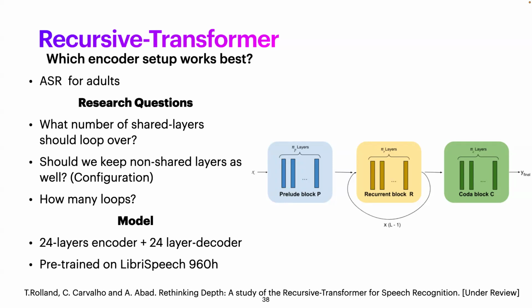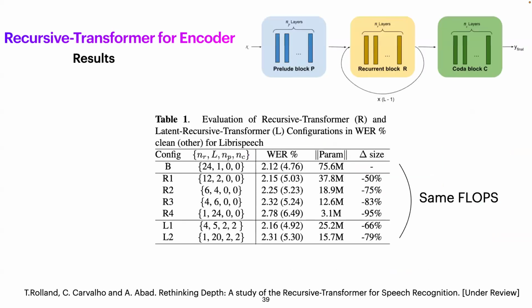Now we decided to go with a slightly bigger model, with a 24-layer encoder and a 24-layer decoder. It's basically in line with Whisper, the one that we have on the right. But again, we train it from scratch, with the same amount of data, which is around 1,000 hours. And yeah, so let's take a look at the results, right? All of these are using the same amount of FLOPs, so you will see the same number of layers virtually. But just to see how the configuration changes things.